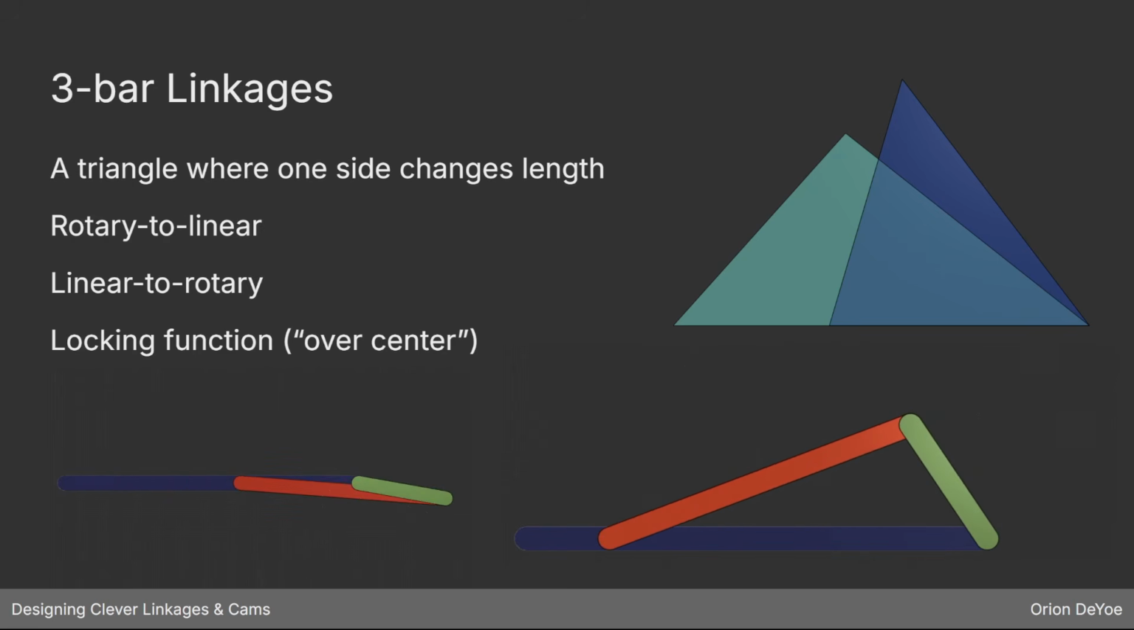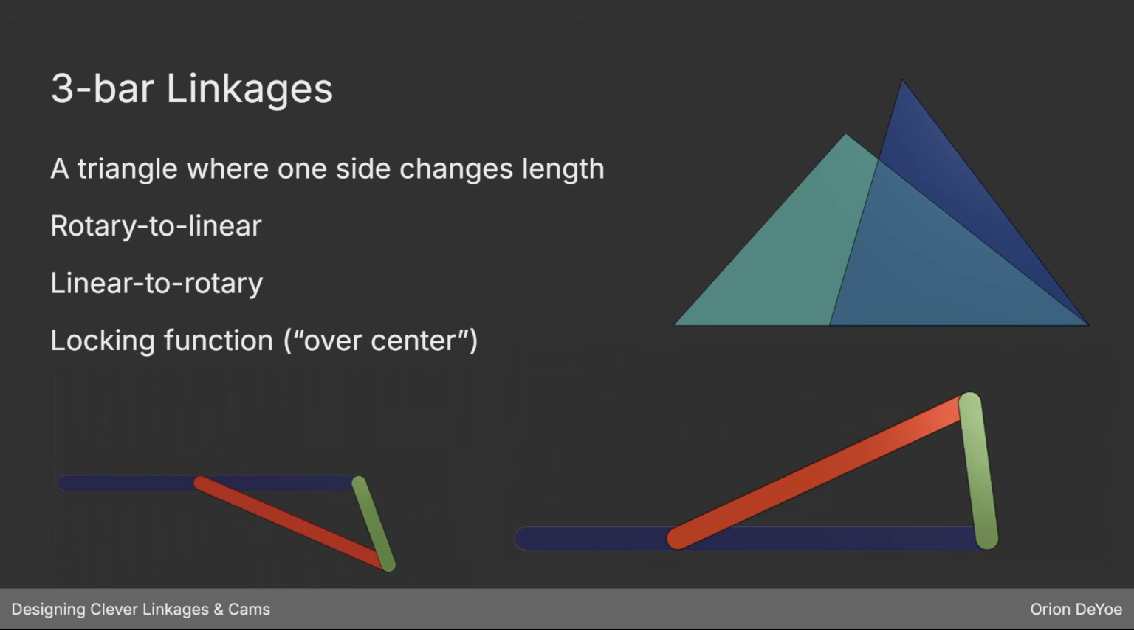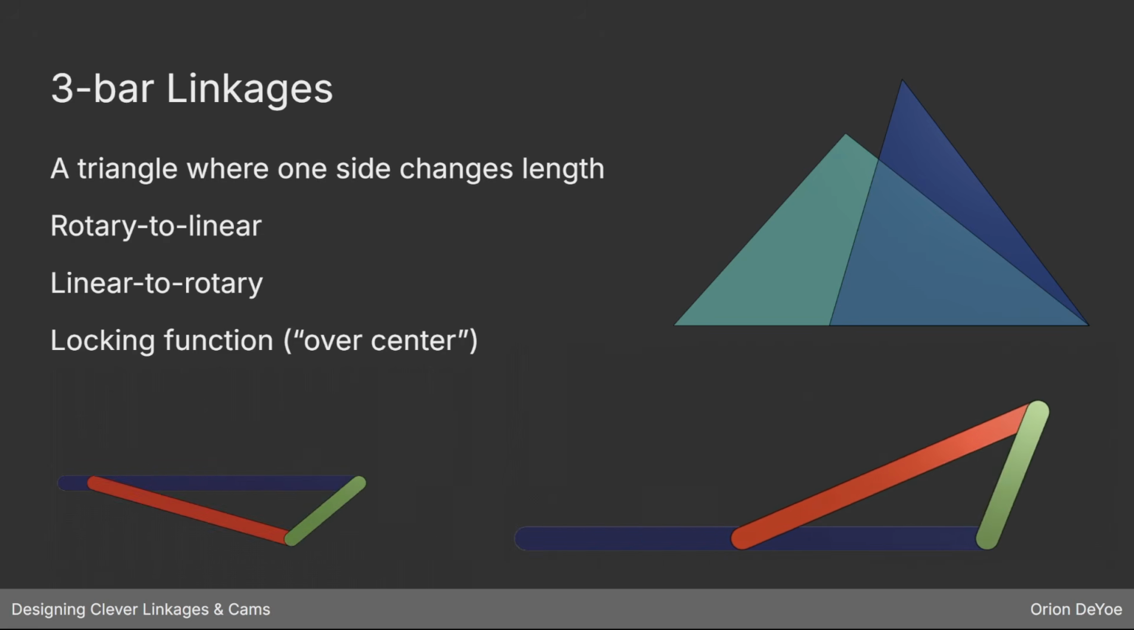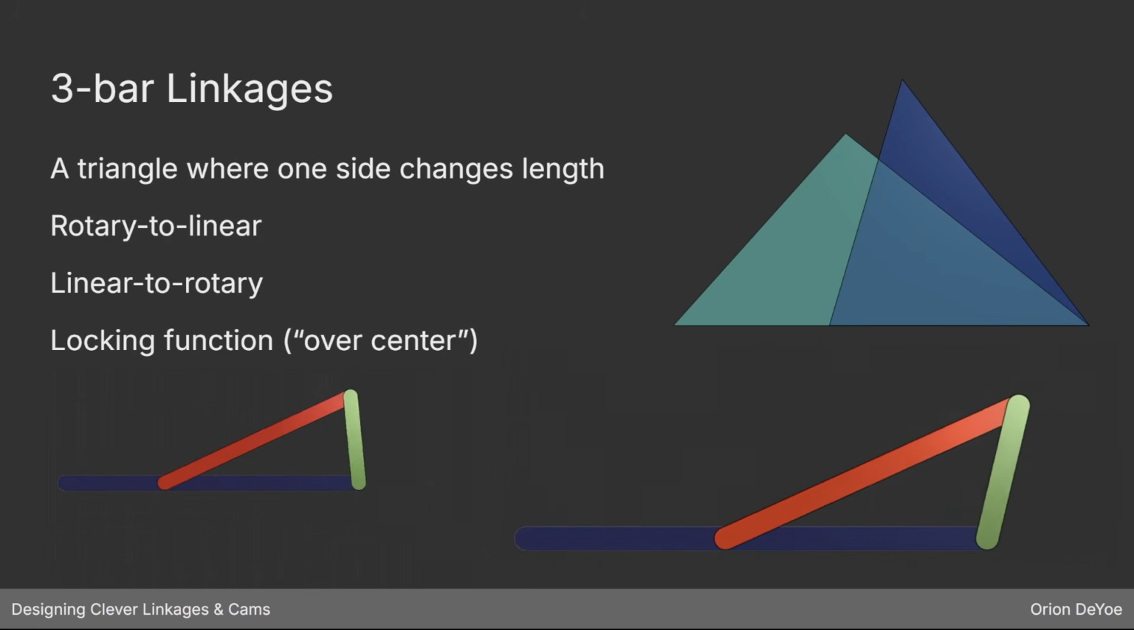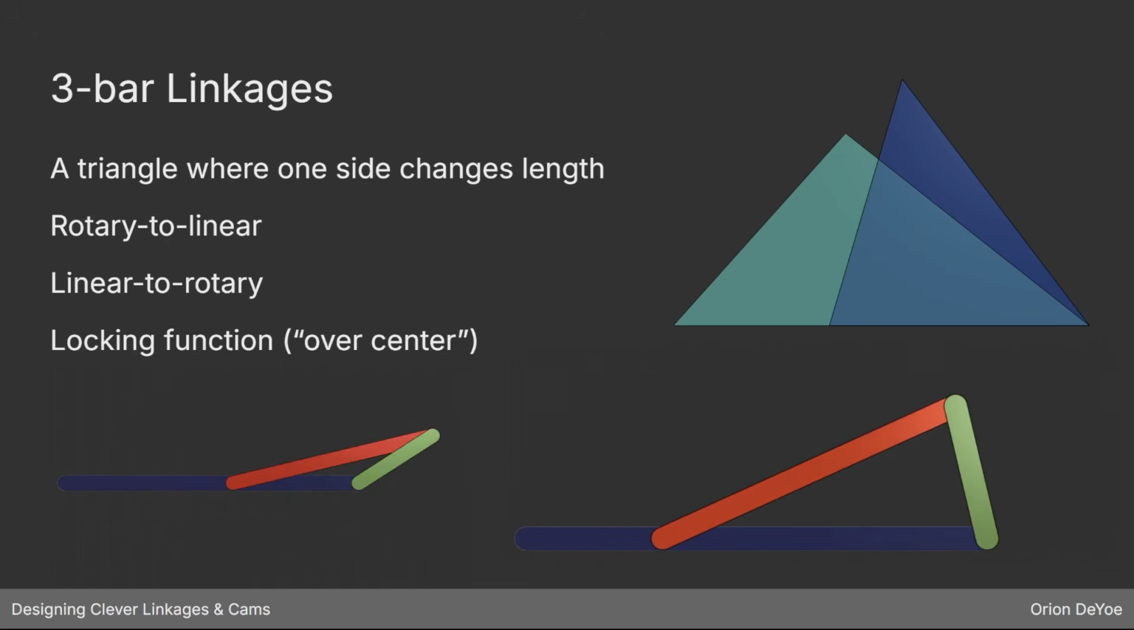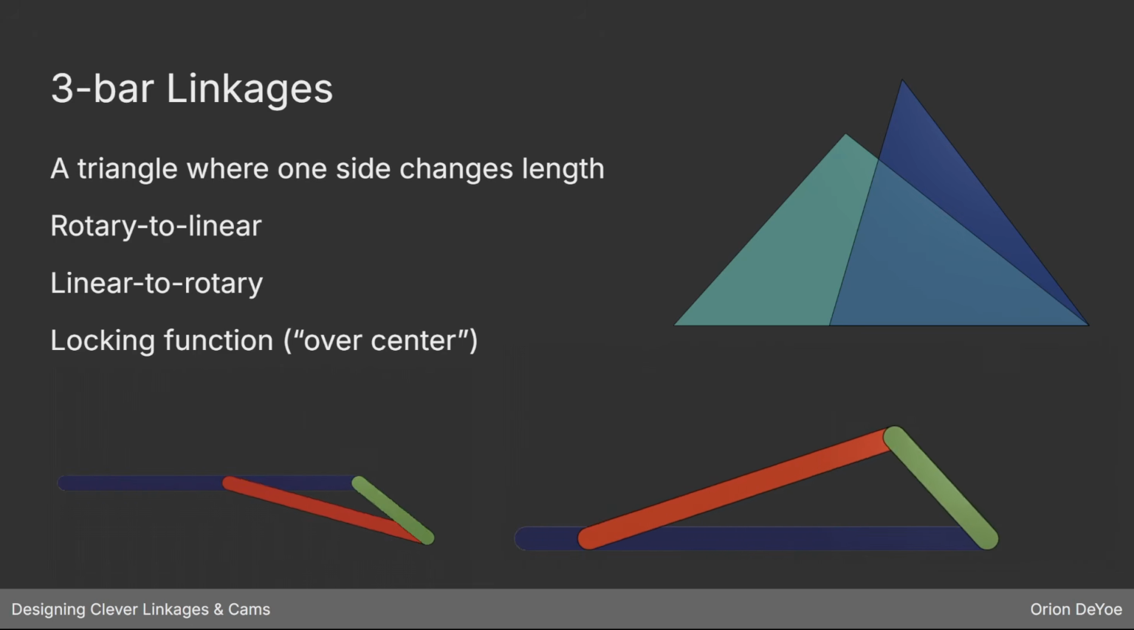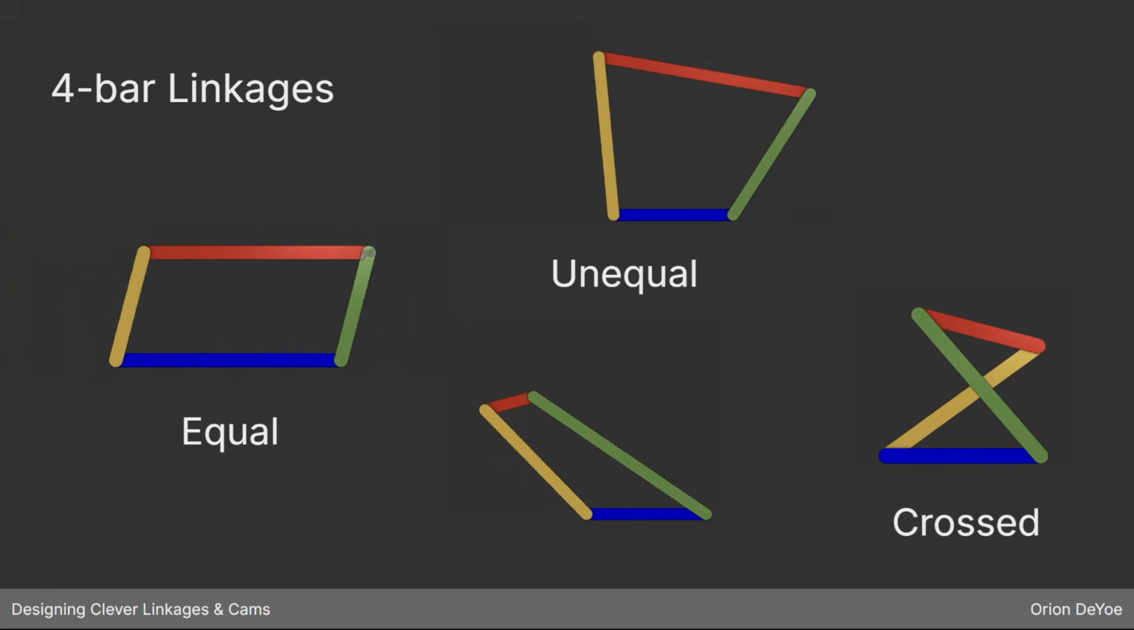And so 3-bar linkages are really useful for converting between rotary and linear motion. They also have some additional, slightly more advanced functions in terms of over-centering. We'll talk a little bit about that, but that's mostly out of scope for this talk.